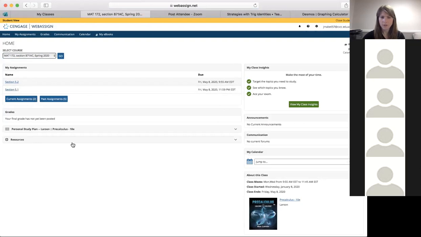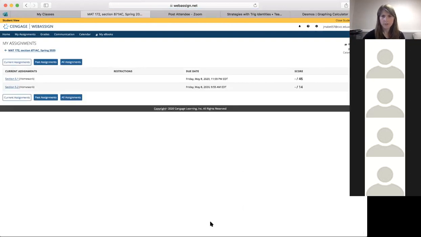But is anyone having issues seeing 5.1 now? Sometimes if I forget to change the due date, they'll be in past assignments if they were past due and I didn't fix it yet, but it should be in your current assignments. All right, so drop me a yes if it's working for you, and a no, I still don't see it, if you don't see it.